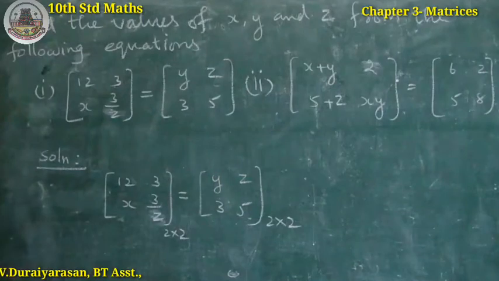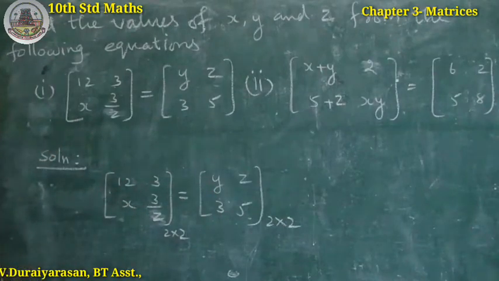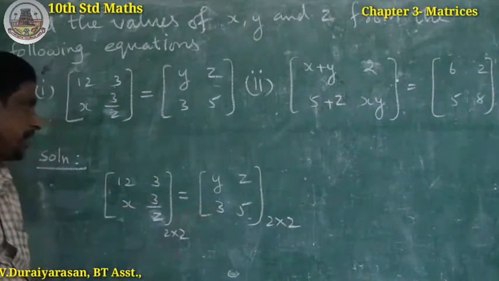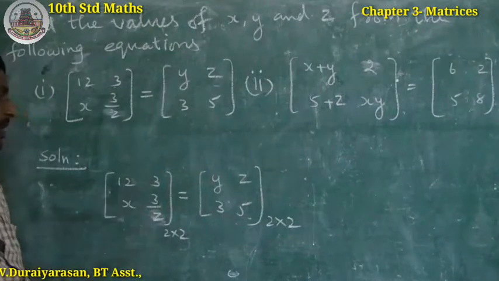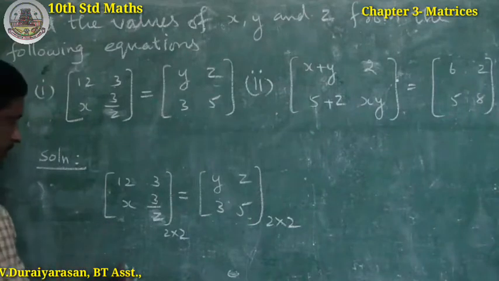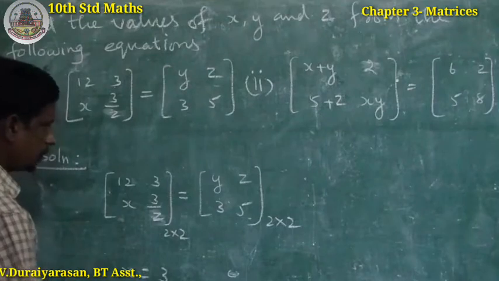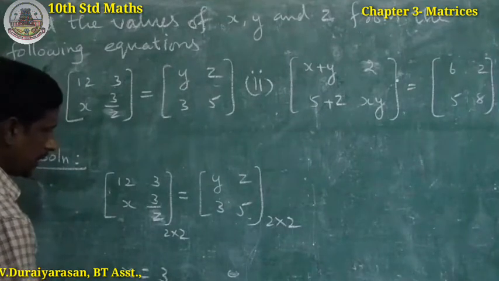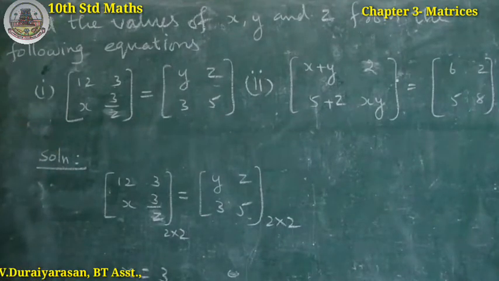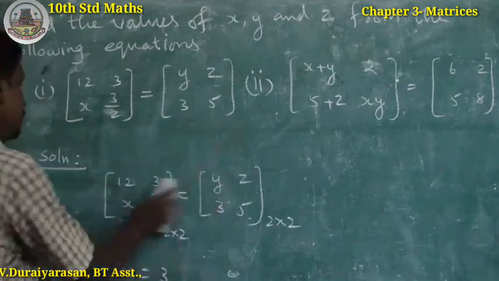So the corresponding elements. So the first elements A11 is equal. So y equal to 12. X is equal to 3. Z equal to 3. Okay. So x is equal to 3, y equal to 12, z equal to 3. That's all. The another 2-mark question.